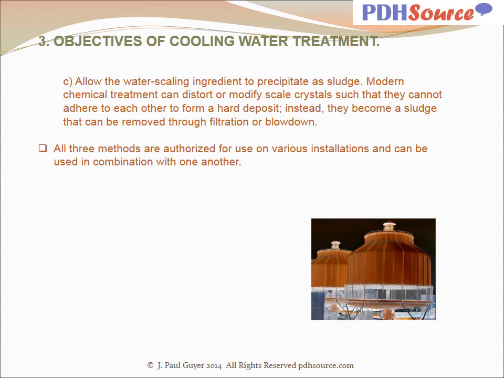Third, allow the water scale ingredient to precipitate as sludge. Modern chemical treatment can distort or modify scale crystals such that they cannot adhere to each other to form a hard deposit. Instead, they become a sludge that can be removed through filtration or blowdown. All three methods are authorized at various installations and can be used in combination with one another.